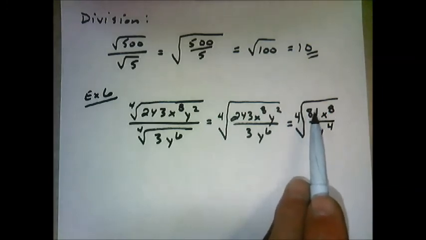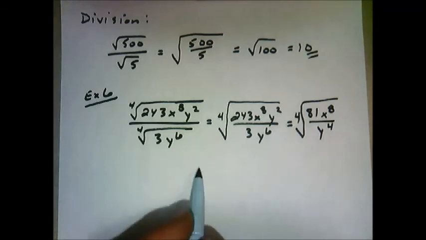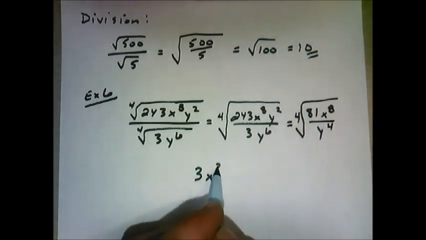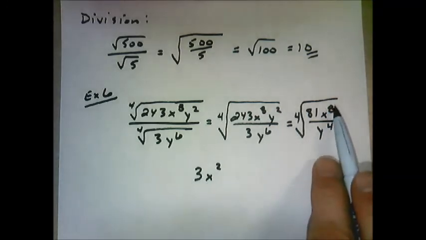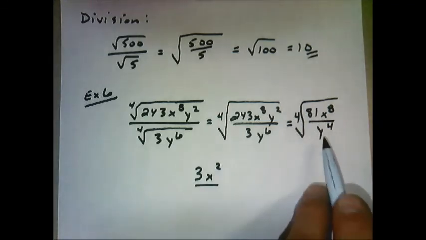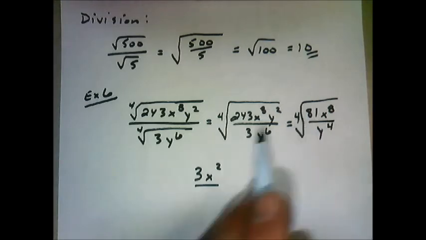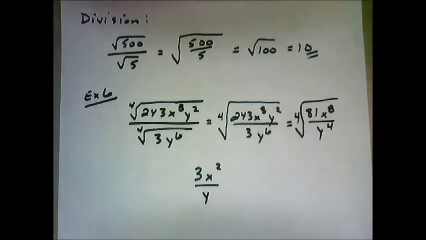Now I'm going to come along and look to see if I have fourth roots. If I look at 81, the fourth root of 81 is 3. The fourth root of x to the 8th is x squared. Remember, we take the exponent and divide it by the index. So 8 divided by 4 gives us 2. Divided by y to the 4th, and the fourth root of that, 4 divided by 4, gives me y to the 1st. And there's my final answer, 3x squared over y. And that will take care of our multiplying and dividing of radicals.